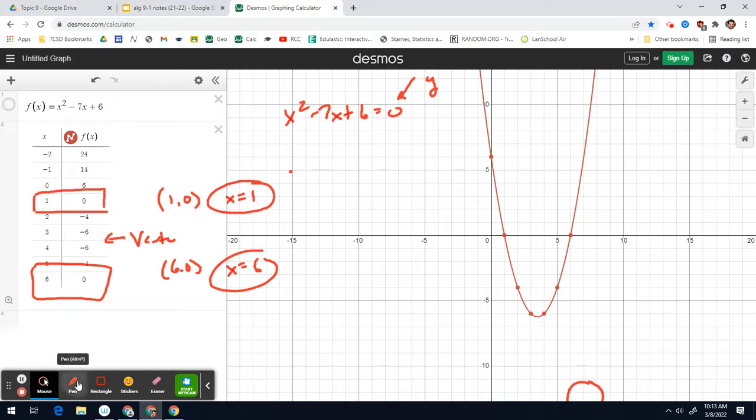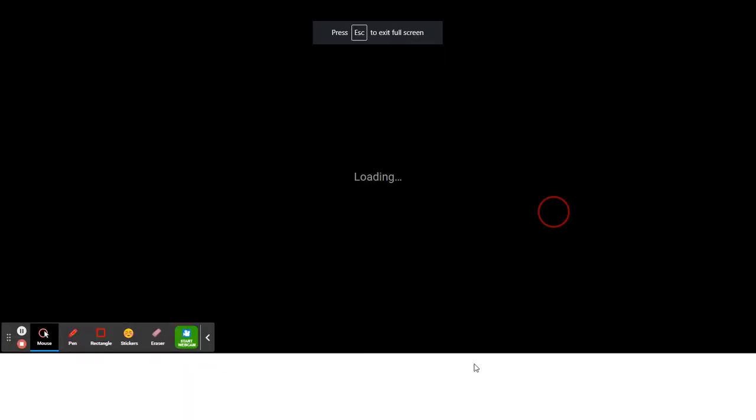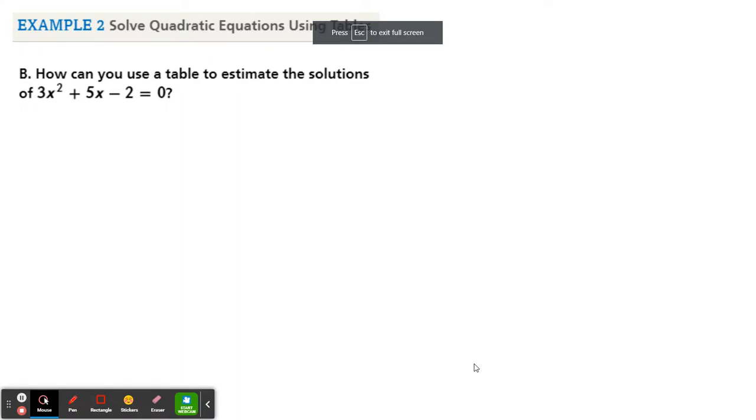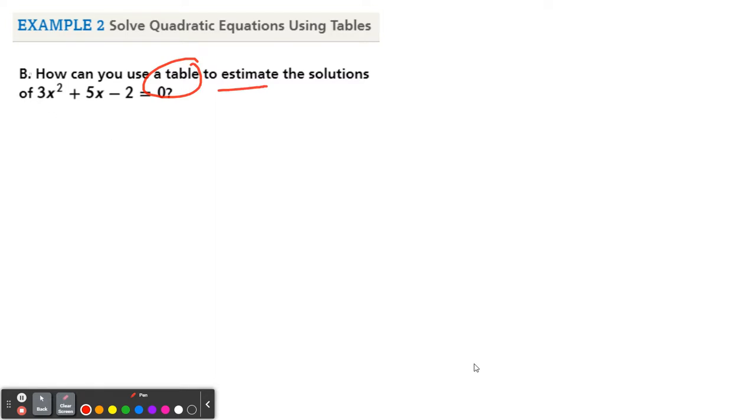Okay, next one. All right, so now it says how can you use the table to estimate. So now we're going to use a table and we're going to estimate the solutions. And here's our function. Again, we're going to graph the related function f of x equals 3x squared plus 5x minus 2 because it is set equal to 0. And then we'll look at the table to see when that does come out to be 0.